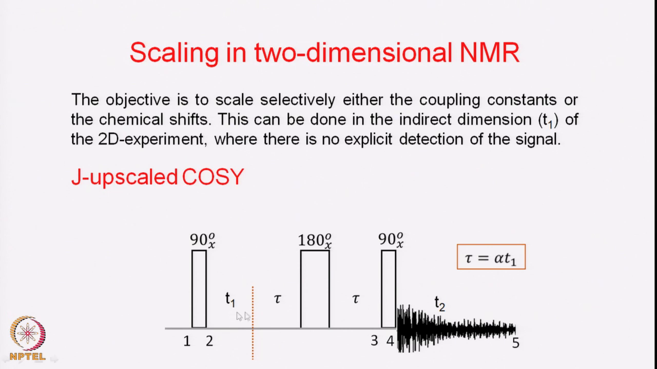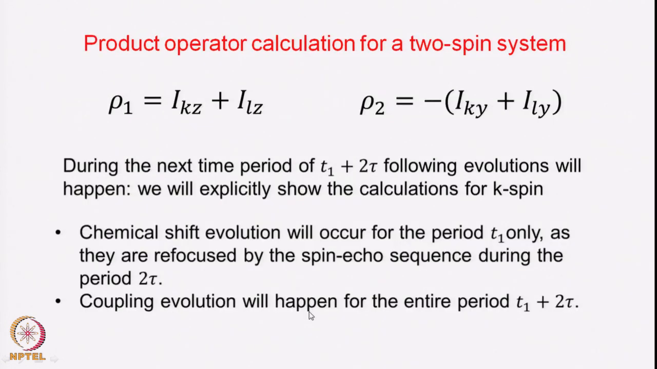As you increase the T1 period, this separation will go on increasing, and also this 180-degree pulse keeps moving further and further as we increase the T1 value, because it is equal to alpha T1 and alpha is a constant. Okay, let us see how it works. Let us try and understand this.